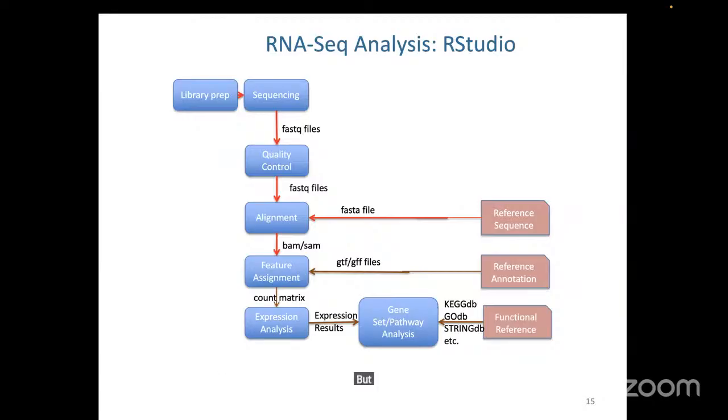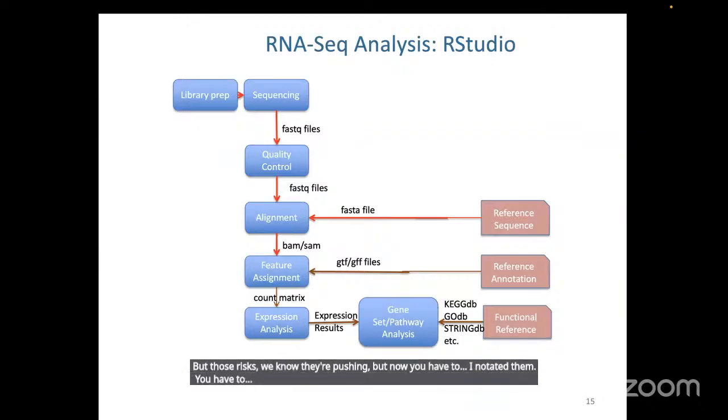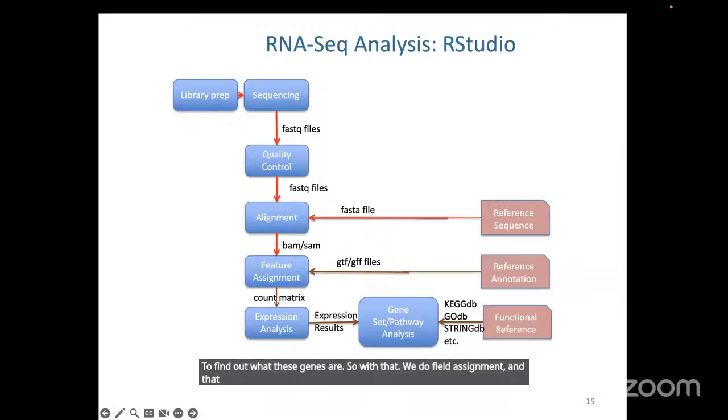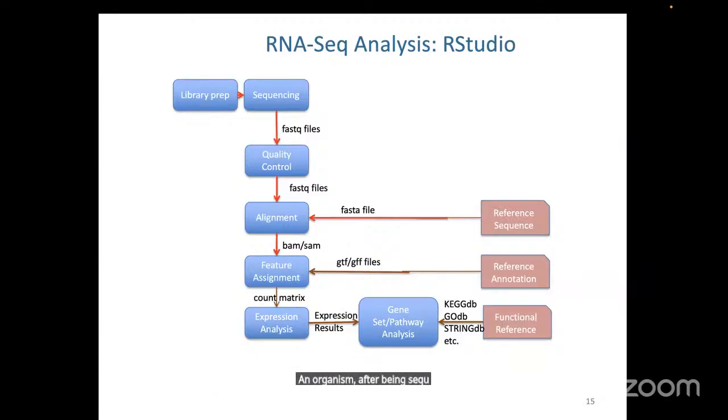Those reads, we know their position, but now you have to annotate them. You have to find out what these genes are. So with that, we do feature assignment, and that uses another file called reference annotation, because every organism, after being sequenced, has its genes annotated. These files are either GTF or GFF files. For us, the file that we downloaded was .gff2, okay?